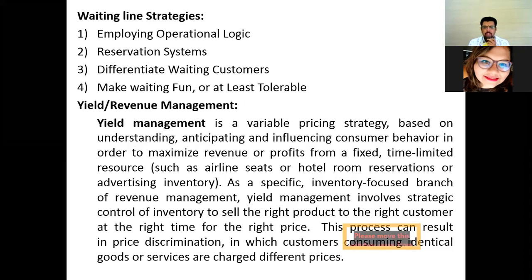Then the third one, differentiating waiting customers. One who has more work, one who has less work, depending on what kind of work is there. Depending on that you need to differentiate the waiting customers, and if a customer has more work, for example, you have to make the waiting at least tolerable. So these are the major strategies that come under the waiting line strategies.